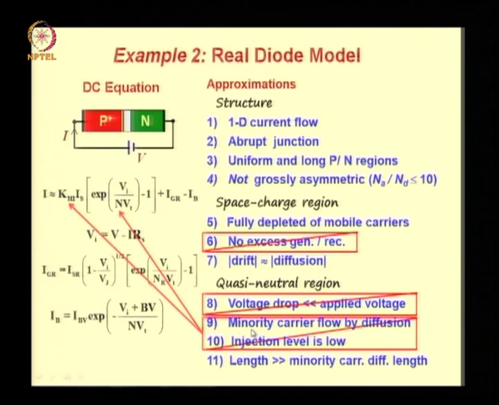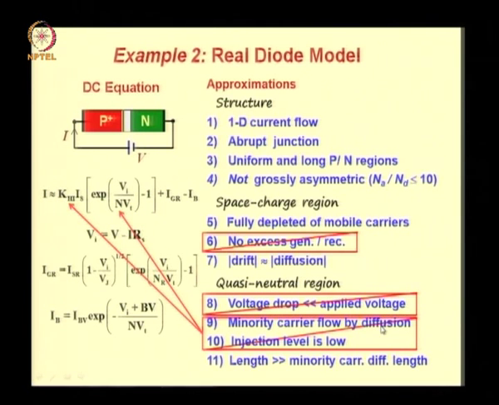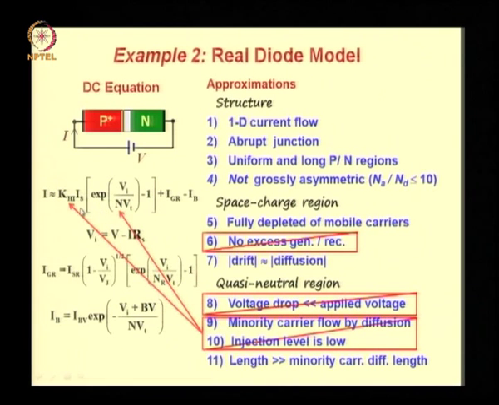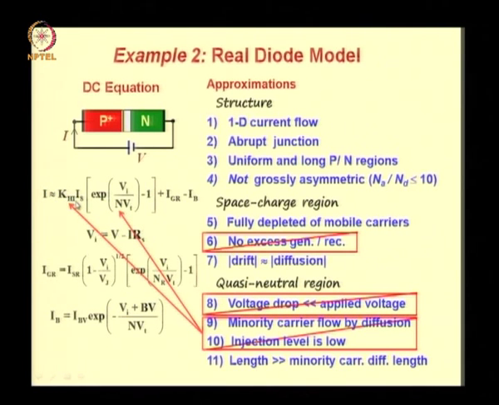If you drop two more approximations, namely that minority carrier flow occurs by diffusion alone, and assume that drift will also be included and that the injection level is not necessarily low, it could be high, then you get two additional terms. So you introduce an ideality factor N in the main exponential term of this equation, and you introduce a factor KHI, where HI stands for high injection level.